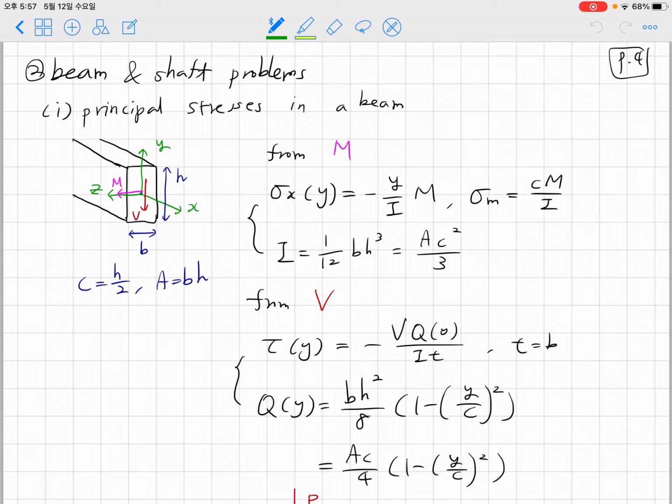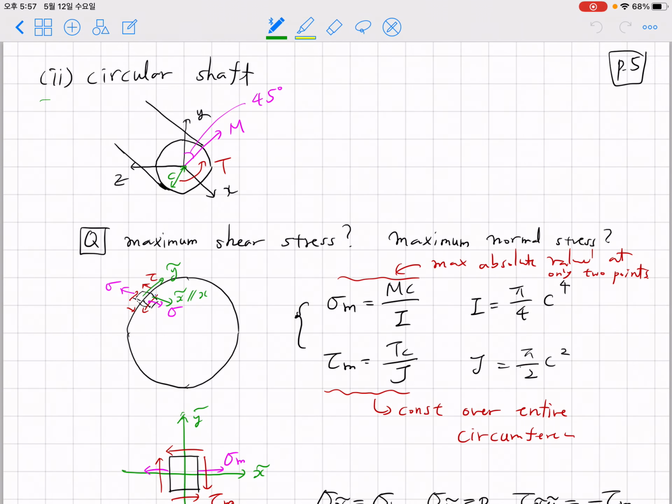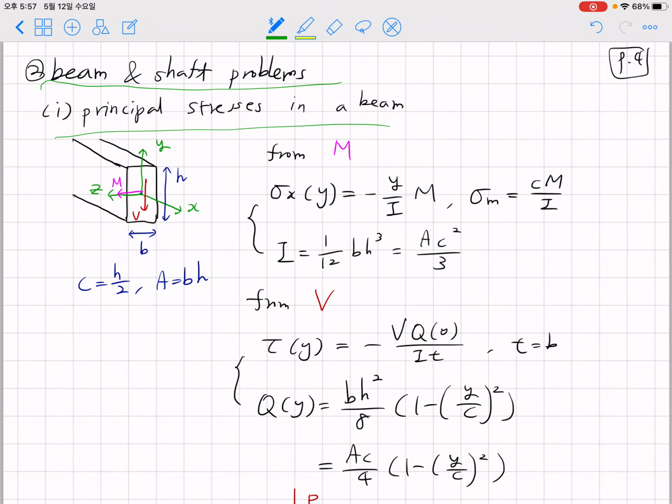Now, as a second topic of today, let's consider beam and shaft problems. First, we'll consider principal stresses in a beam, okay, and it will be our first problem in the second section. And next, we'll discuss a circular shaft in torsion combined with bending moment. So, in the first problem, we are considering the beam.